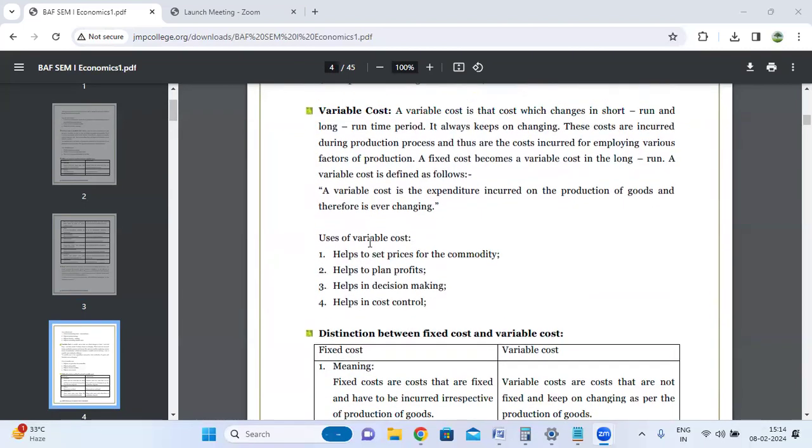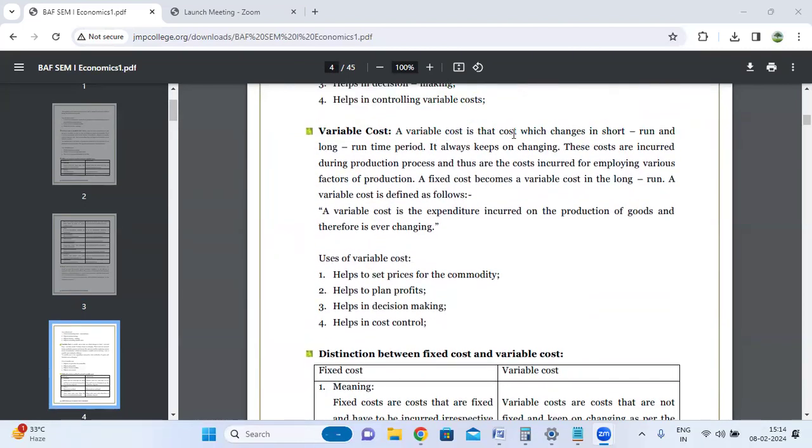Next one, variable cost. A variable cost is that cost which changes in the short run and long run time period. It always keeps on changing. These costs are incurred during the production process.